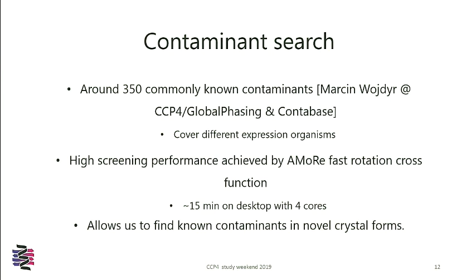So I did mention the MoRDa database earlier, and it is actually quite a large database. Seeing as we were getting so many contaminants, we noticed that most of them were the same contaminants over and over again. So we compiled a list of contaminants from Marston at CCP4 and Global Phasing, and also from the Contabase from Contaminer. And using the exact same rotation method I've already mentioned, we're able to much, much faster identify a contaminant.